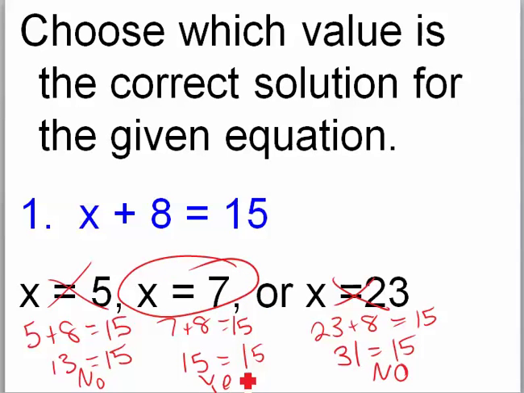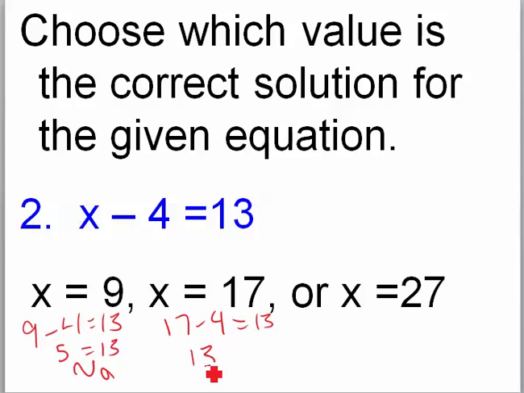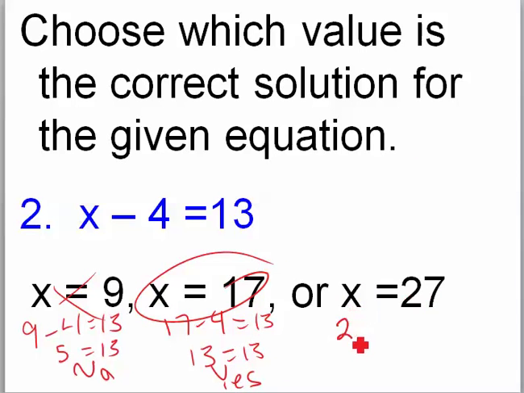Alright, I want you to try this one on your own, and then let's see which is the correct answer. Alright, let's check. Did you check x is 9 first? 9 minus 4 is 5, which is not 13, so that's a no. Did you check 17? Well, 17 minus 4, is that 13? Yes, it is. So again, it was the middle. So it's not that one. I'm going to go ahead and do this one, but if we already have the correct answer, we really don't need to.